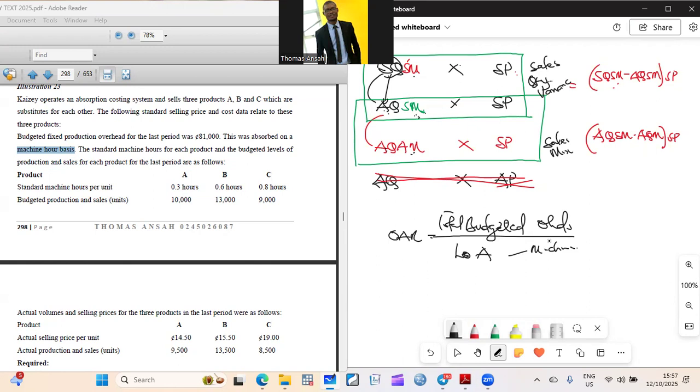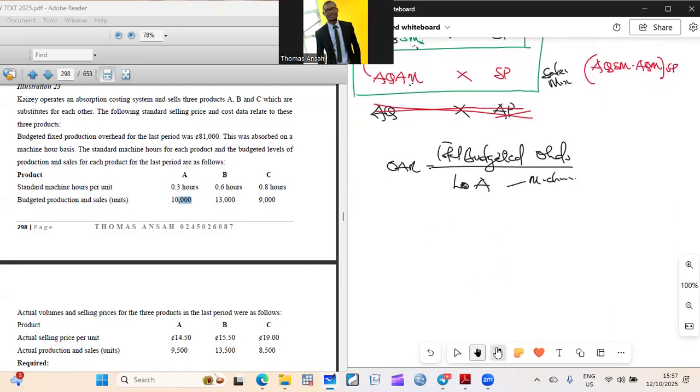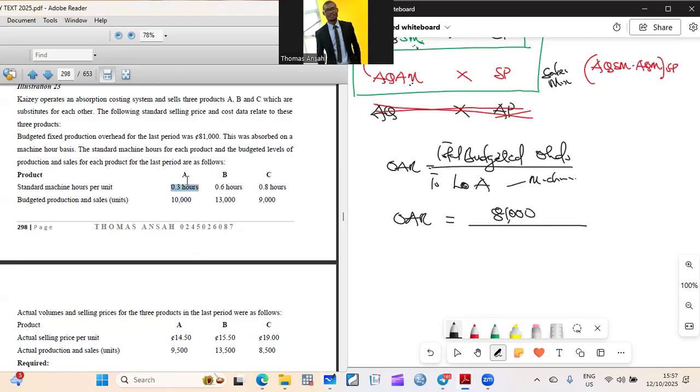So if you remember, this is the standard. This is the budgeted. So your level of activity will be like this. OAR, and please remember, it is always the total level of activity. OAR is equal to 81,000, which is the total budgeted overhead, over the total level of activity. You need 0.3 hours for 1 unit, and per your budget you are doing 10,000, so A will be 0.3 times 10,000.